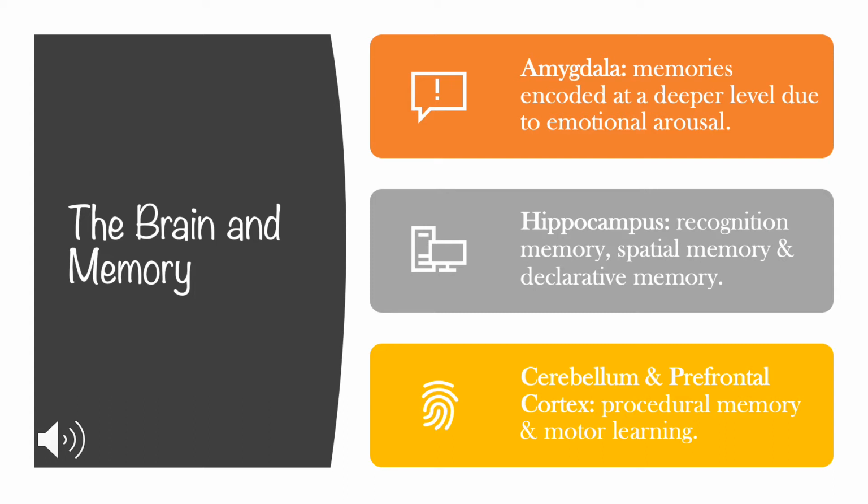Next is the hippocampus. So this is involved in recognition memory, spatial memory, and declarative memory. And then the last 2 parts are the cerebellum and the prefrontal cortex. So these are important in procedural memory and motor learning.